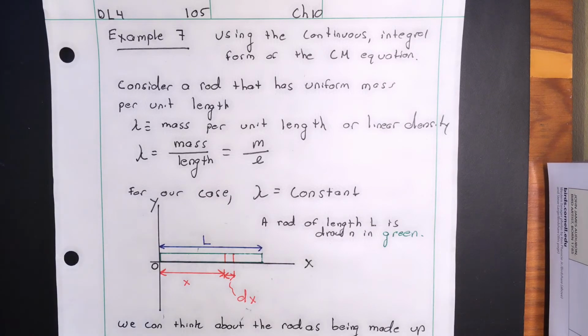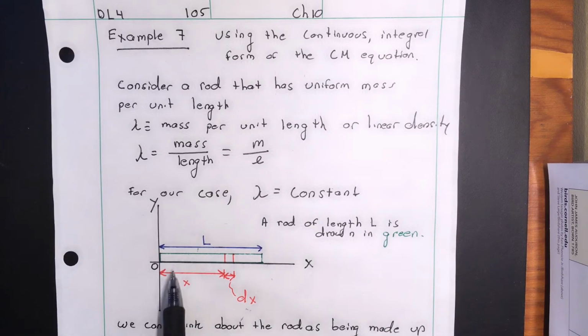All right, example 7. So this is a problem where we're also asked to find the center of mass of an object. But this time, instead of a group of particles like the last problem, this is a continuous mass. So we're going to use the integral form of the center of mass equation.